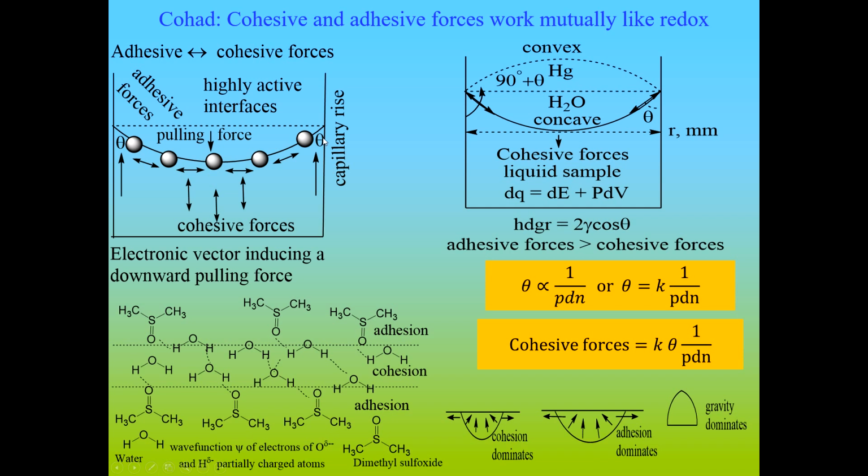But if we take mercury, it is a reverse case. Mercury has stronger cohesive forces. So it will not be detached from the solid surface of the glass, and will come down. So that is convex, like this arrangement already seen here. This convexity is the reason that mercury gives the accurate temperature reading of the human body, because there is no frictional force when you are using a mercury thermometer to measure the temperature of the human body.